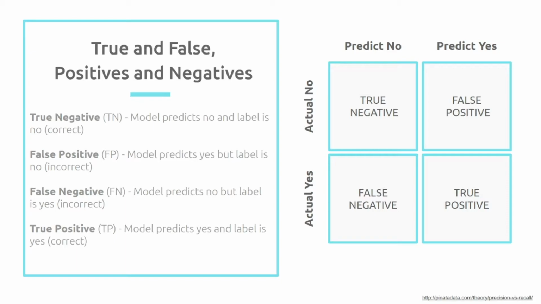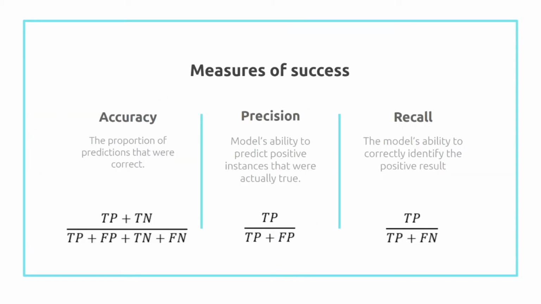Generally, we want to have the highest number of correct predictions, but depending on your problem statement, you'll want to use different measures of success for your model. There are three basic measures of success in binary classification modeling. Accuracy, which is all the correct predictions over the total possible outcomes. Precision, which is the true positives over the total number of the true and false positive results. This is the model's ability to predict positive instances that were actually true. Recall, which is the true positives over all the actual positive results. And this is the model's ability to correctly identify the positive result.